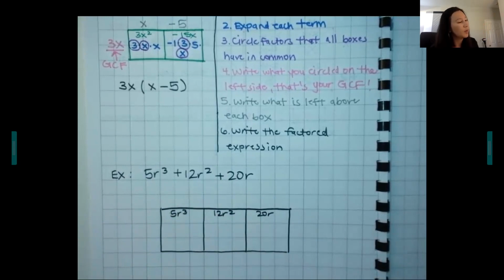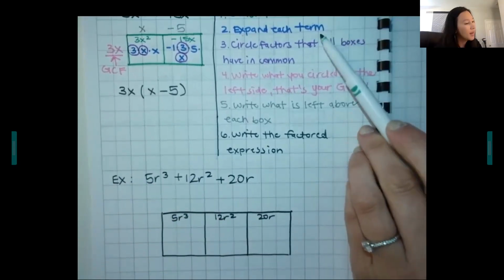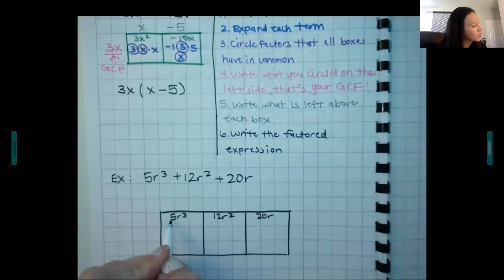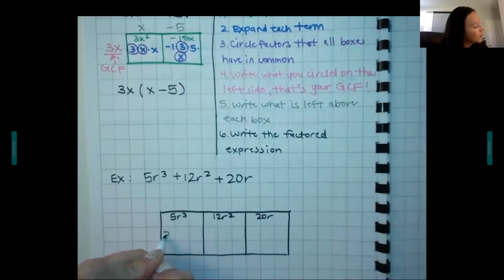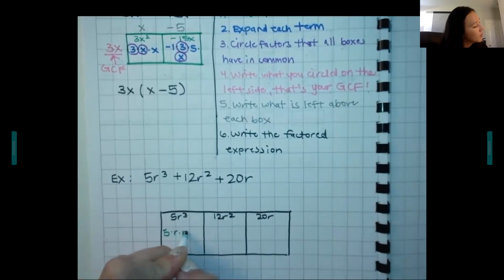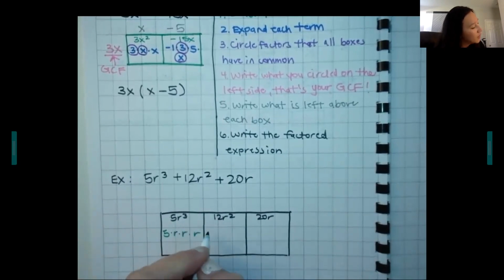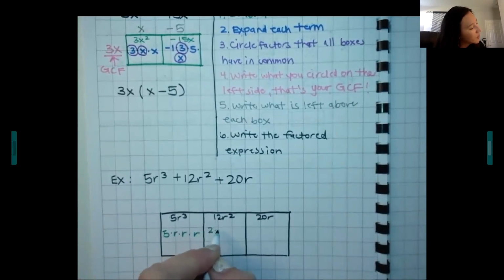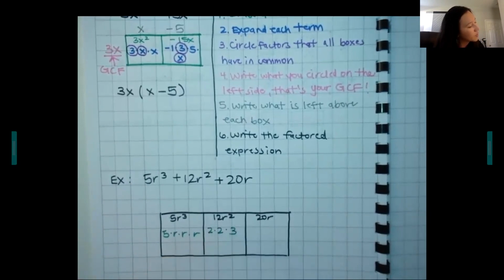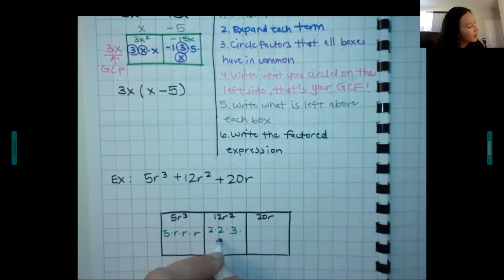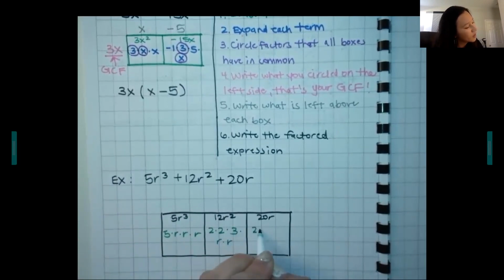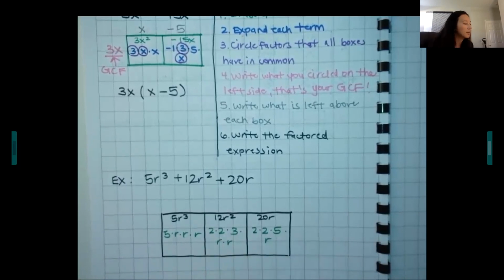So we drew our box, which was step 1. Now we need to expand each term. So 5r to the 3rd power, that's 5 times r times r times r. 12r squared, that is 2 times 2 is 4, 4 times 3 is 12, and then r times r. And then 20r, 2 times 2 is 4, 4 times 5 is 20, times r.